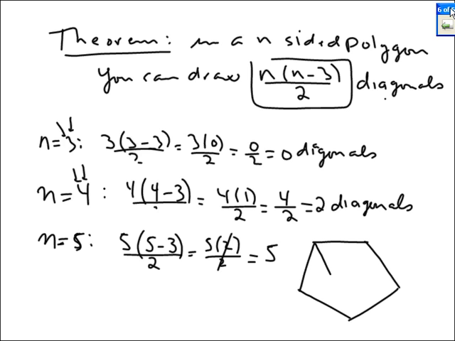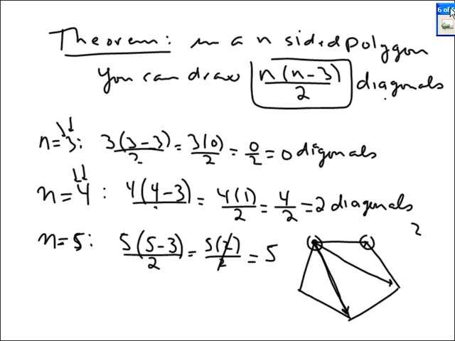I can draw one diagonal. Well, let me go in some order. Okay, let me go clockwise. I can draw this one. I can draw this one. And that's all I can draw from this point. So let me go to this point. So that's 2 so far.